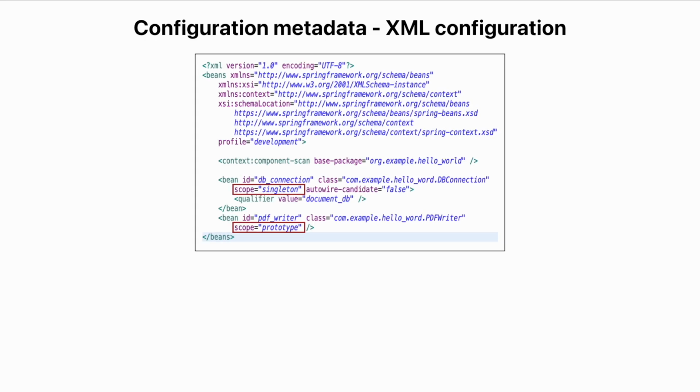Scopes can be assigned using the scope attribute in the bean tag. Qualifiers can be added to the bean definition using the qualifier tag. Primary equal to true attribute can be used to mark the bean as primary. Profiles can be mentioned in the profiles attribute in the bean tag. Autowire-candidate attribute in the bean tag can be used to configure auto discovery of the bean.